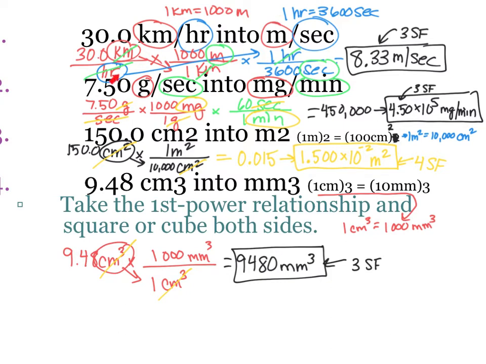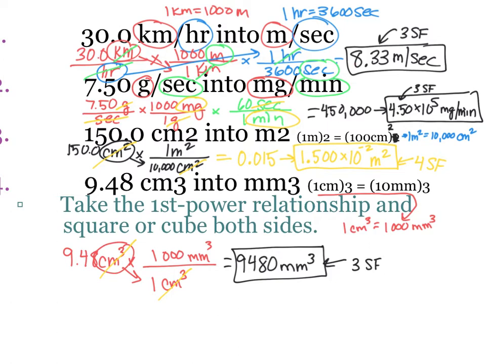So hours is in my denominator, so I need it in my numerator. So I do 1 hour over 3,600 seconds. So now hours cancels out with hours, and I'm only left with meters over seconds. So I plug this into my calculator. So 30.0 times 1,000 times 1, all of that divided by 1 times 3,600. And I have 3 sig figs in my problem, so I needed to have 3 sig figs in my answer.